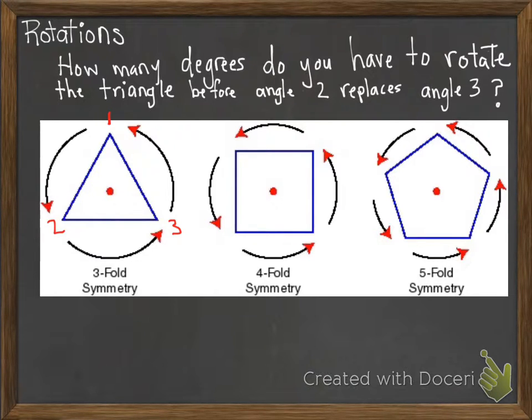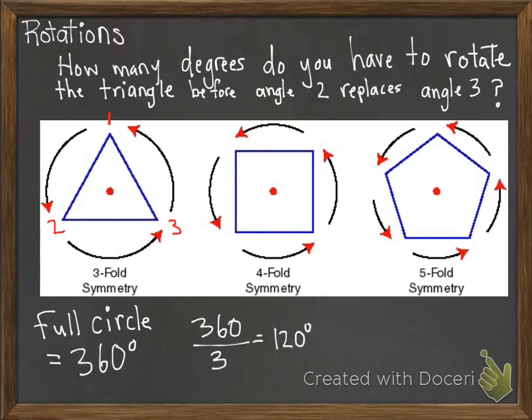On a triangle, there's 3 different angles. Remember, a full circle would be 360 degrees. So if you have 3 angles, you're going to divide 360 by 3, which is 120 degrees. So we would have to rotate 120 degrees counterclockwise to get angle 2 to match up with angle 3.